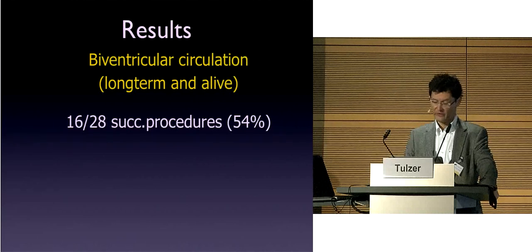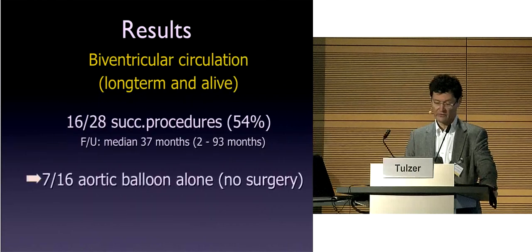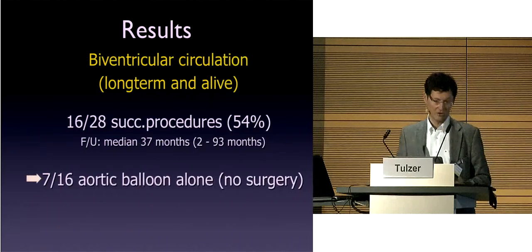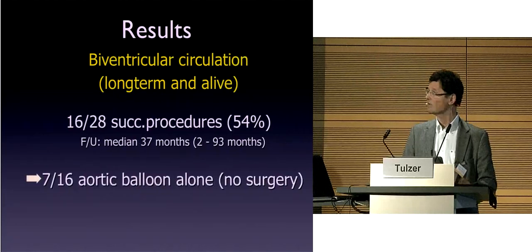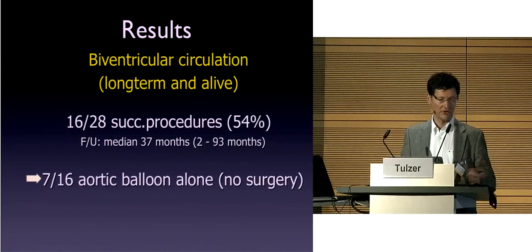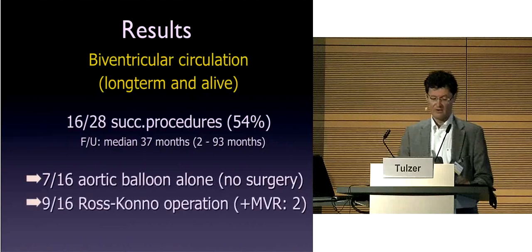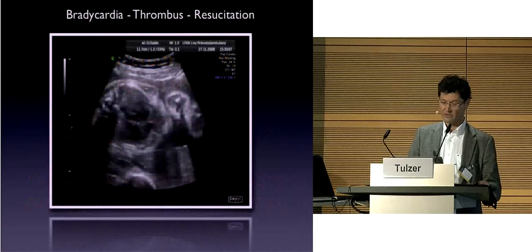What happened to these 16 neonates? The follow-up now is 37 months. As you can see, 7 of these 16 cases only needed an aortic balloon dilation alone. It's not 100% actual, because I've heard here that one of these 7 got a surgical valvotomy here in Berlin by Dr. Fotiades just recently, I think last week or so, at the age of 5 months. So only 6 of 16 so far, and the others all had a neonatal or early Ross-Konno operation. 2 of these needed a mitral valve replacement additionally later on.